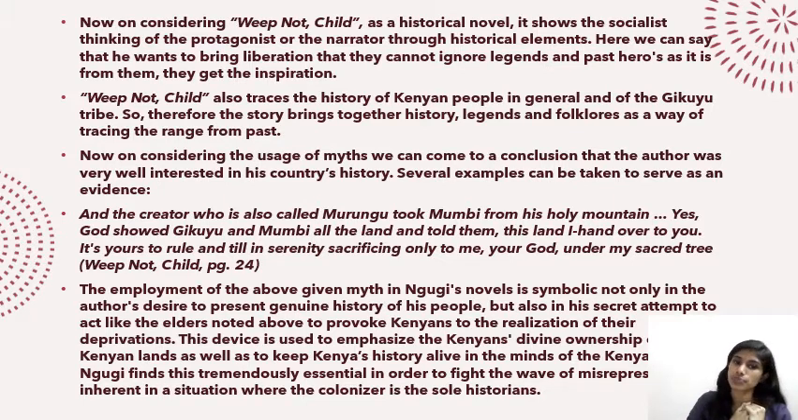Now, on considering the usage of myths, we can come to a conclusion that the author was very interested in his country's history. Here the myths are the main factor, or it can be considered as a technique to show that he was very keen and interested in his country's history. Several examples can be taken to serve as evidence. The first myth, which can be seen on page number 24 of the novel Weep Not, Child, is like this: the creator, who is called Murungu, took Gikuyu from his holy mountain.